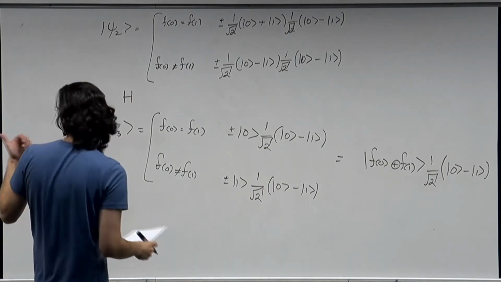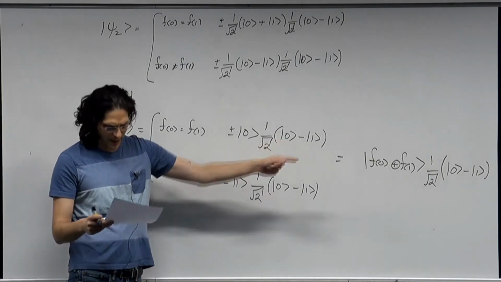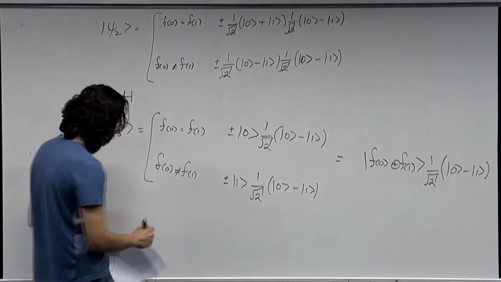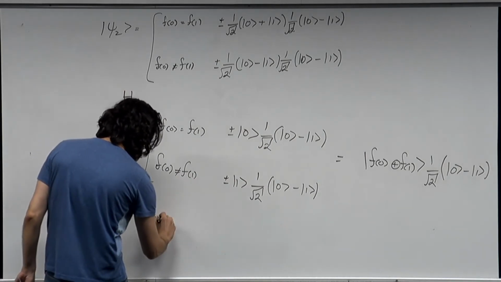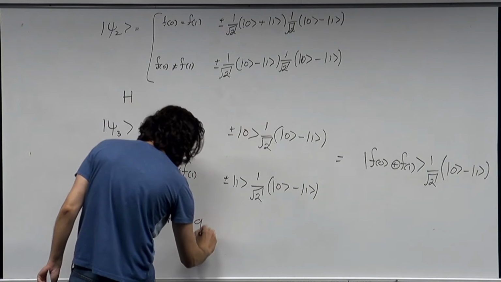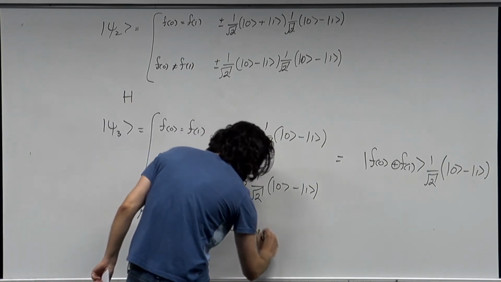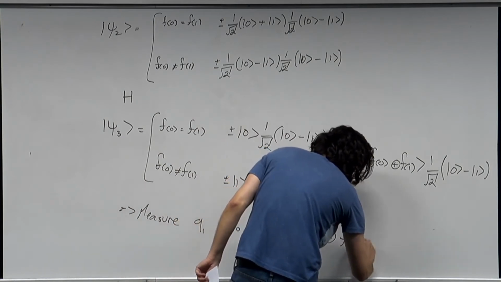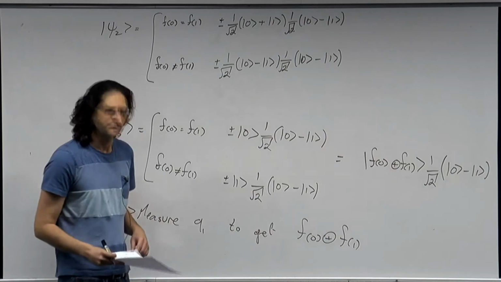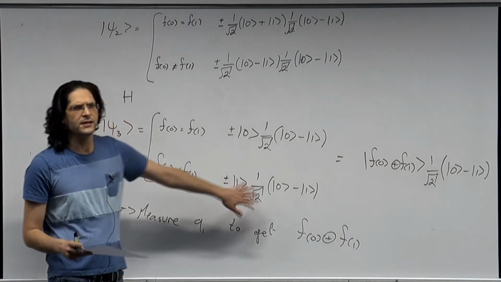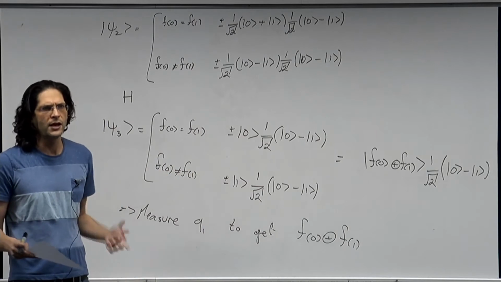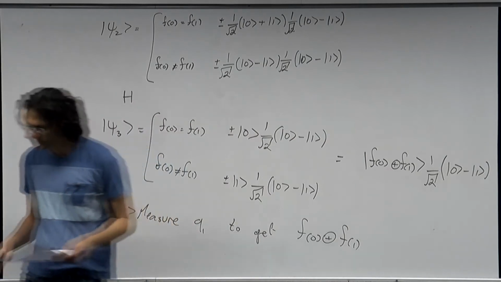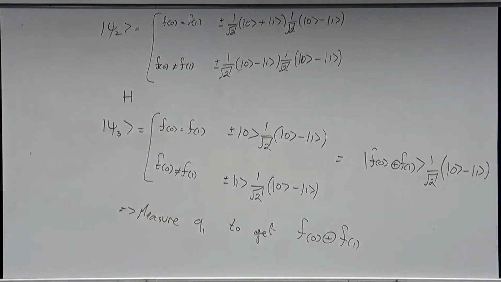So with one call of this function, we're able to infer this global property of the function. Okay? So just to be explicit, we measure Q1 to get f of 0 plus f of 1. And this is really the simplest example you can give to show how you can get a global property of a function using entanglement. Okay.